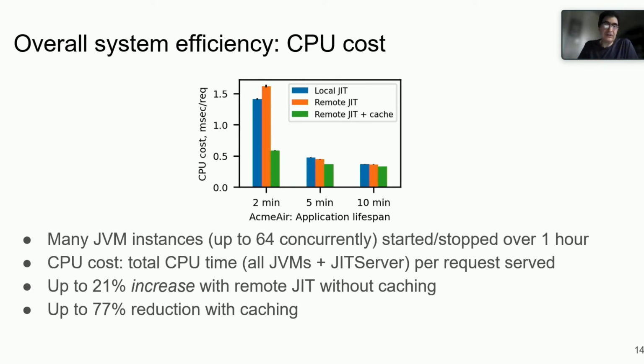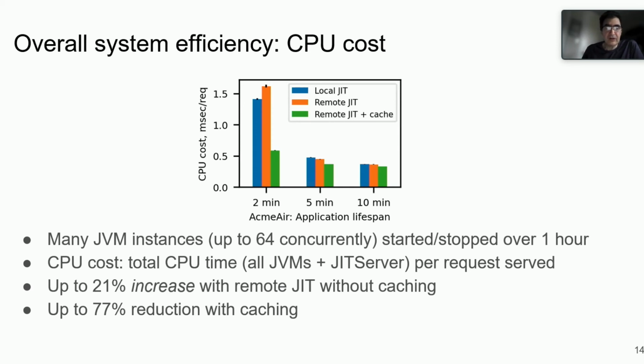How about the system efficiency with respect to CPU cost? Because in the introduction, I told you that this is a problem for the remote JIT in itself. In here, the experiments are conducted such that we run 64 JVM instances that are started at the same time. Actually, no, they are not started at the same time. They have a small gap in between, and they are short-lived. So some of them last for 2 minutes. In other experiments, they run for 5 minutes, and yet in another experiment, they run for 10 minutes. So they are started and stopped all the time.